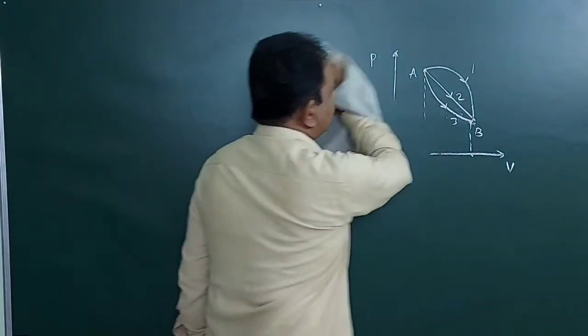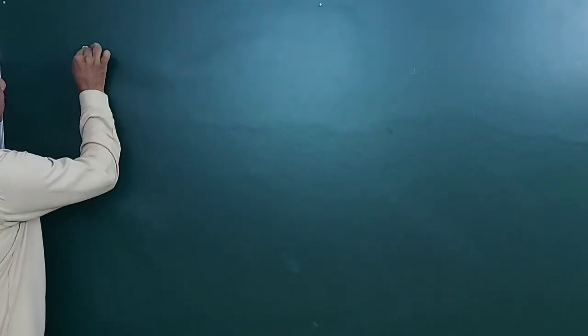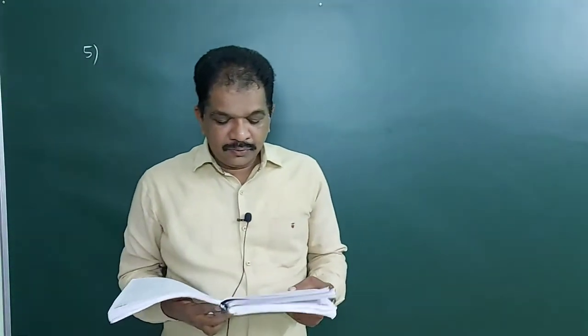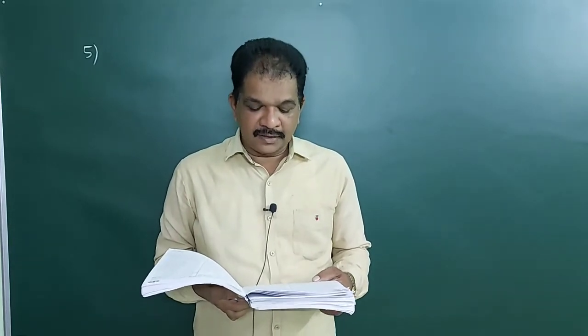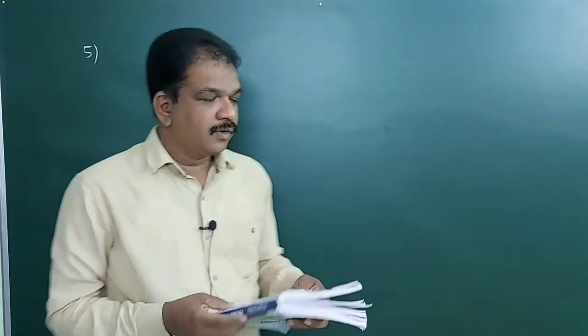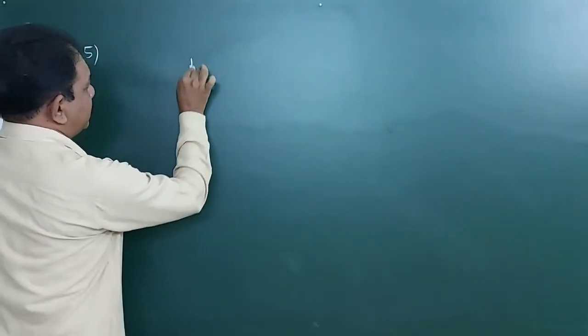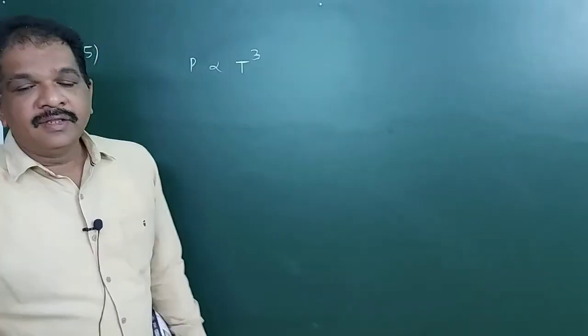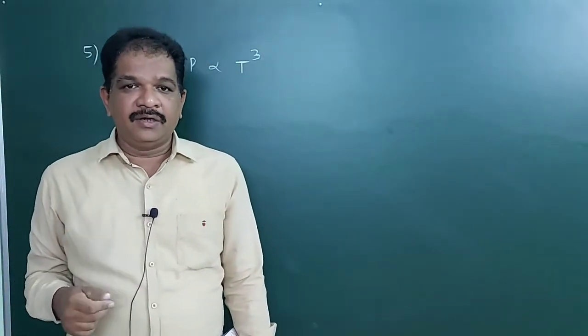fifth question. What they are asking: during the adiabatic process, the pressure of a gas is found to be proportional to the cube of its temperature. In an adiabatic process, P proportional to T cube. Then what is the gamma value?